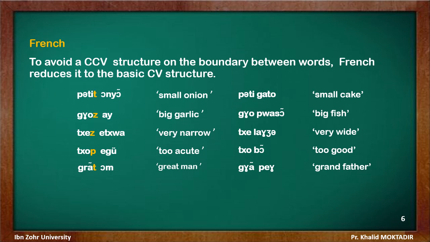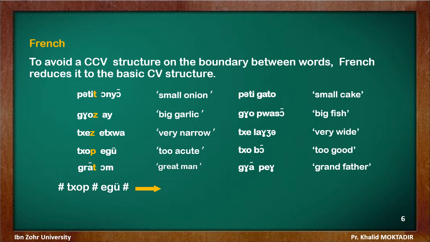So look at the examples. You have petit oignon, but you have petit gâteau. You have gros ail, big garlic, but you have gros poisson. You have très étroit, but you have très large. You have trop aigu, but you have trop bon. And grand homme and grand-père. So look at these with some detail here.